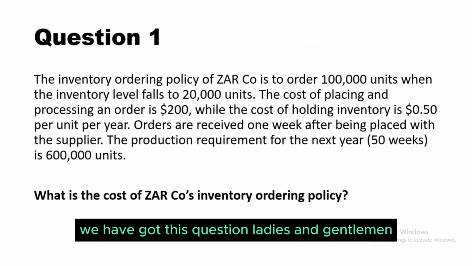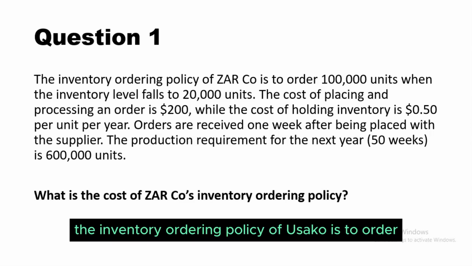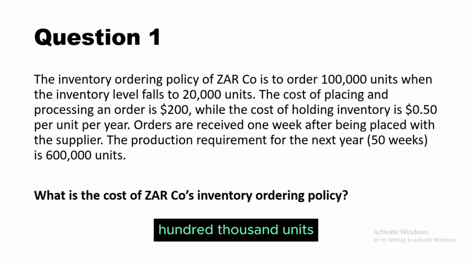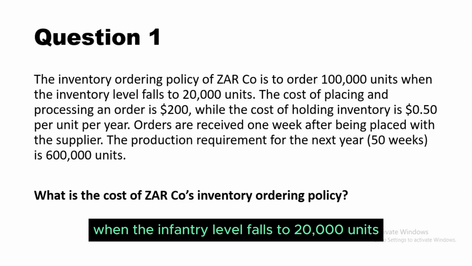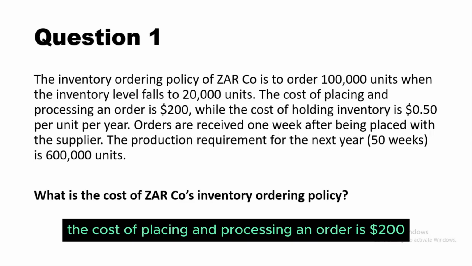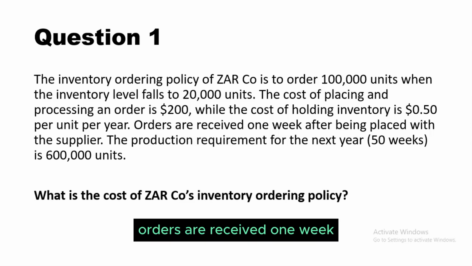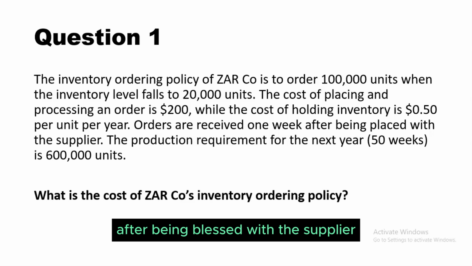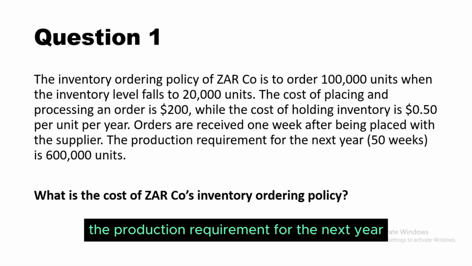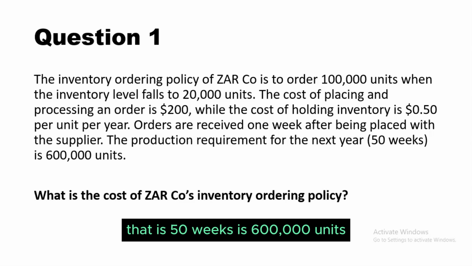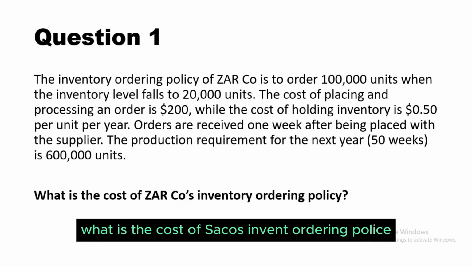We have got this question, ladies and gentlemen. The inventory ordering policy of ZACCO is to order 100,000 units when the inventory level falls to 20,000 units. The cost of placing and processing an order is $200, while the cost of holding inventory is 50 cents per unit per year. Orders are received 1 week after being placed with the supplier. The production requirement for the next year, that is 50 weeks, is 600,000 units. What is the cost of ZACCO's inventory ordering policy?